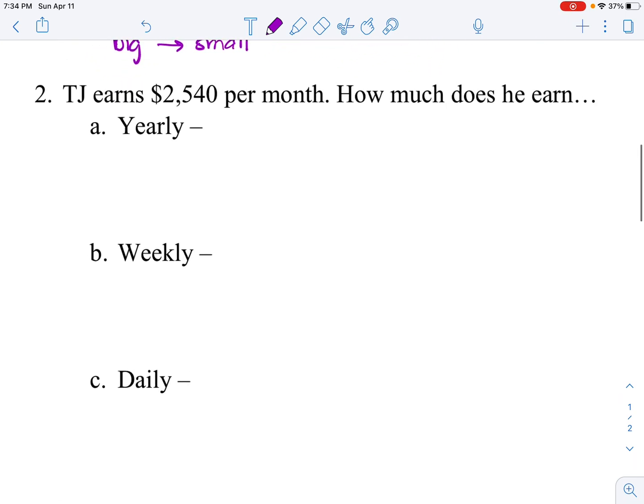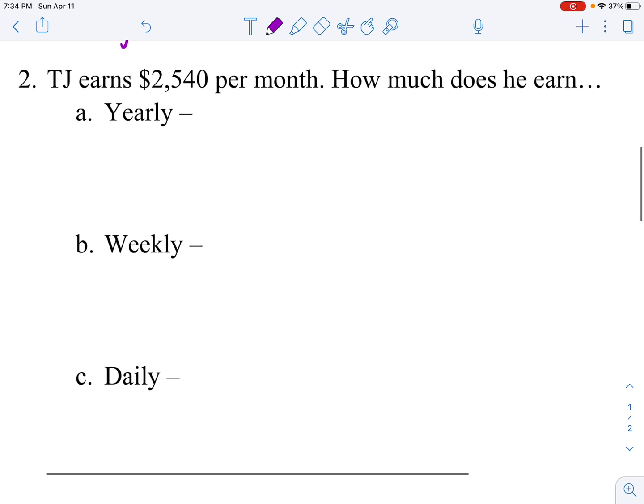This one you're going to notice they're giving us different information. So before they told us how much Sarah makes in a year, in this one it's telling us how much TJ makes in a month. So he makes $2,540 a month. So we're going to use that information to find out yearly, weekly, and daily. So let's start with yearly.